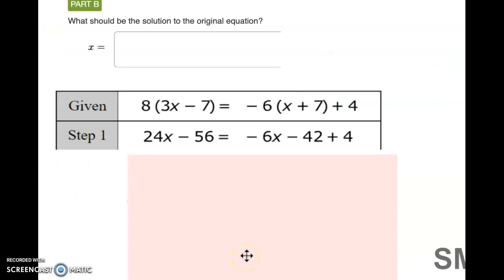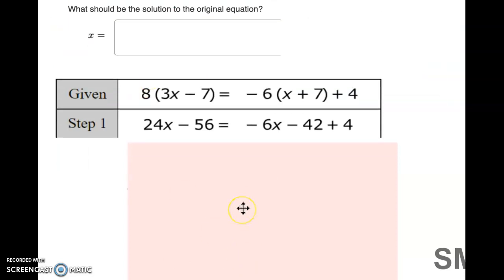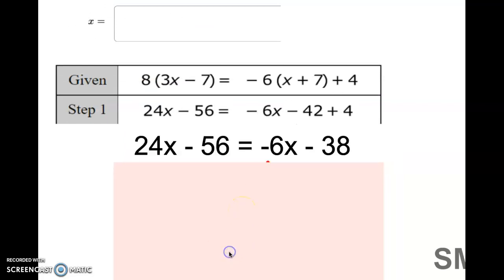Now part B says we need to find the solution to the original equation. So step 1 was good. We can just start there and pick up. So the next line should say 24x minus 56 equals negative 6x minus 38. So here, the negative 42 plus 4 is a negative 38. So that is where Fred messed up.